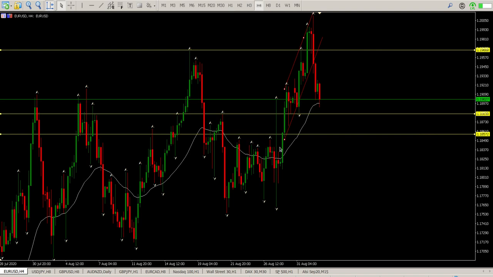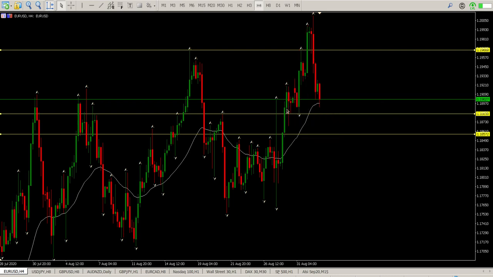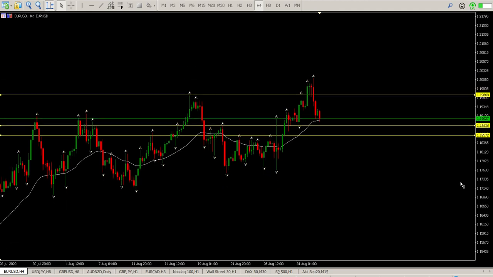Okay, so 118.572 is the 61.8 Fibonacci, and if I just come across to 4 hour, you'll see there is a pretty strong area of support here. Okay, so that's the kind of pullback that I'm looking at. This channel is pretty much null and void at the moment.